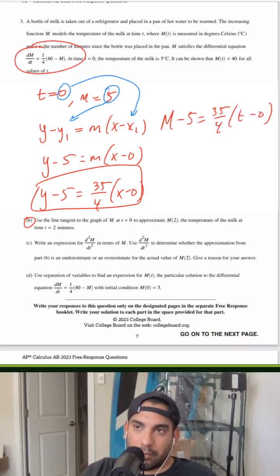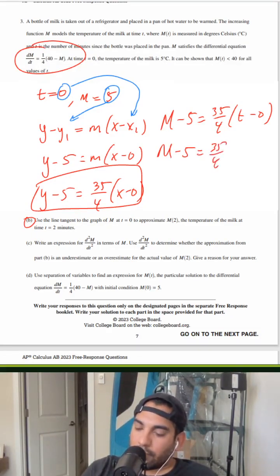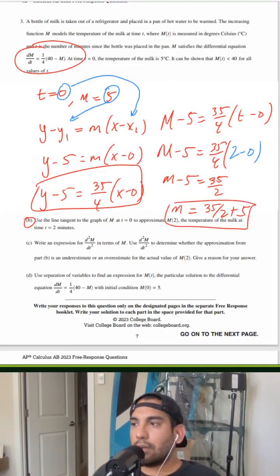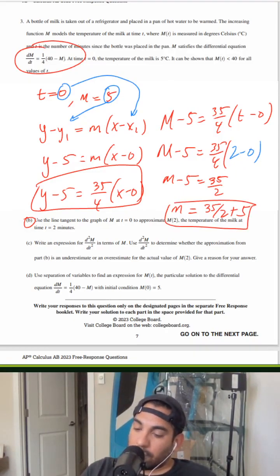So now, because we want to estimate the value at t is equal to 2, we're going to plug in 2 for the t. So we got 35 over 4 times 2 minus 0. And so now we got m minus 5 is equal to 35 over 2, and then add the 5 to the other side. So 35 over 2 plus 5. I don't even think you have to simplify this because there's no variables whatsoever. I'm just going to leave it like that. Oh, and then one thing, obviously, degrees Celsius. So we're just going to put degrees Celsius, and we're good.